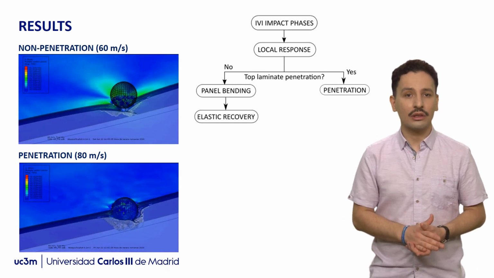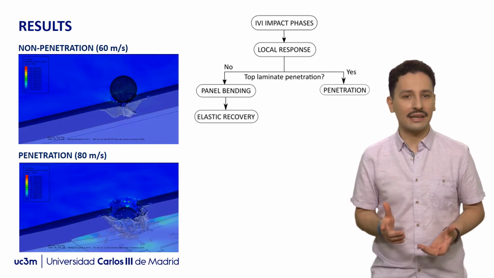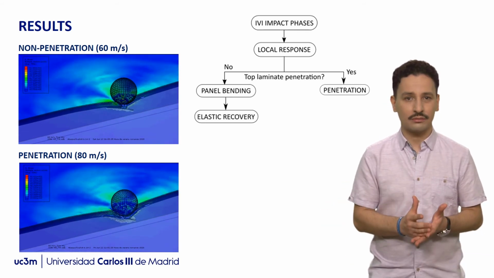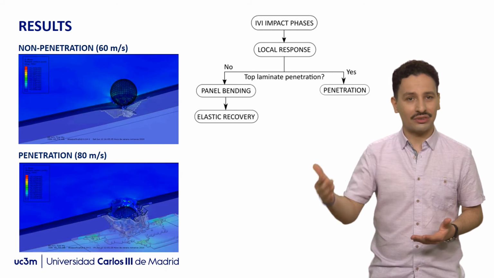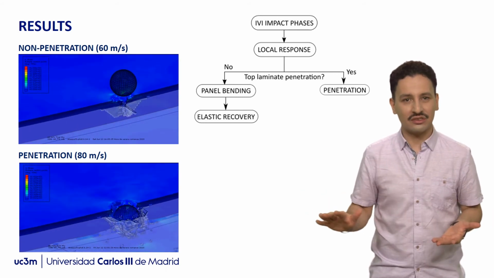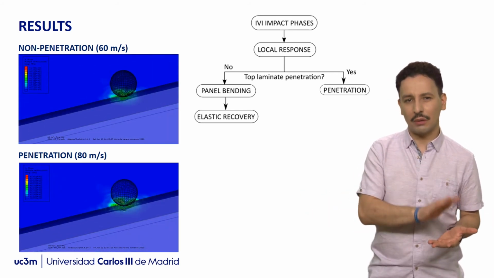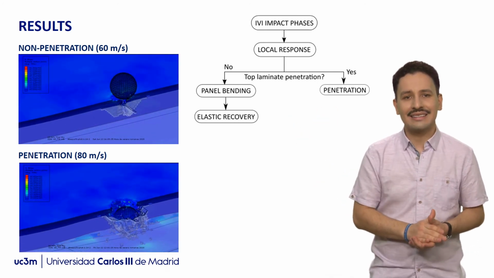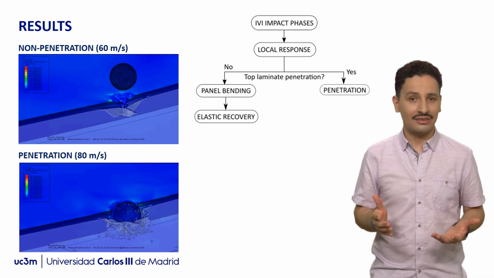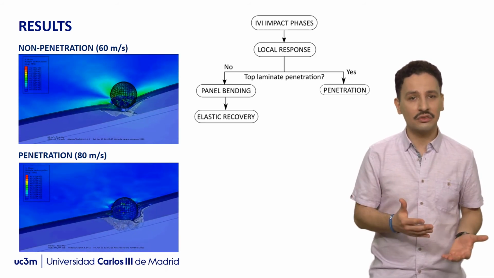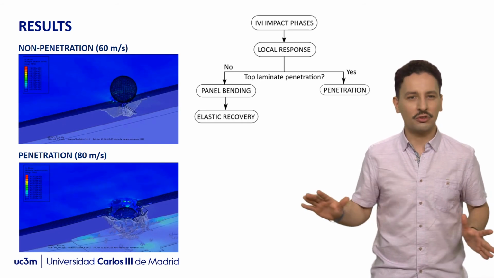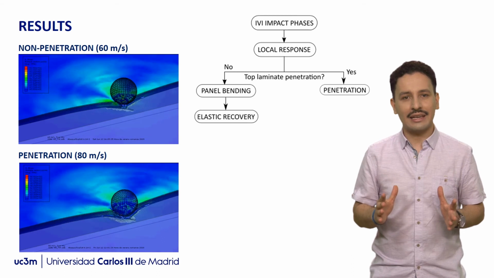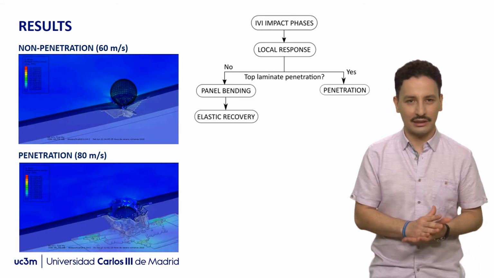Results from the FEA model show that during the initial instance of impact, the panel behavior is dominated by a local response around the impact region. However, as the impact progresses, the dynamic response substantially changes depending on the penetration of the top laminate. For example, in the first video, the projectile is denting the top laminate. However, since its impact velocity is not high enough to completely penetrate it, the local response is followed by a progressive bending response of the panel and a final spring-back recovery of the projectile.